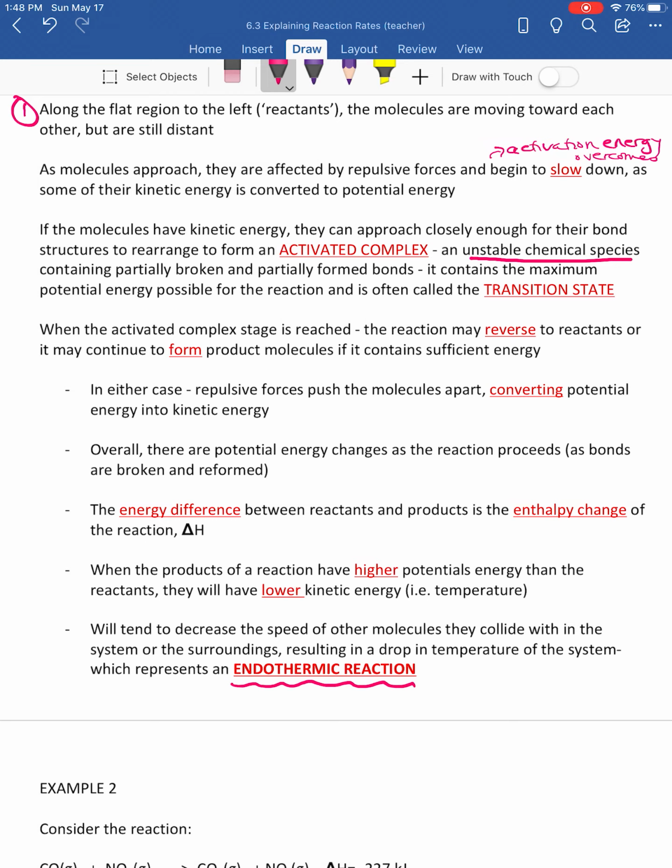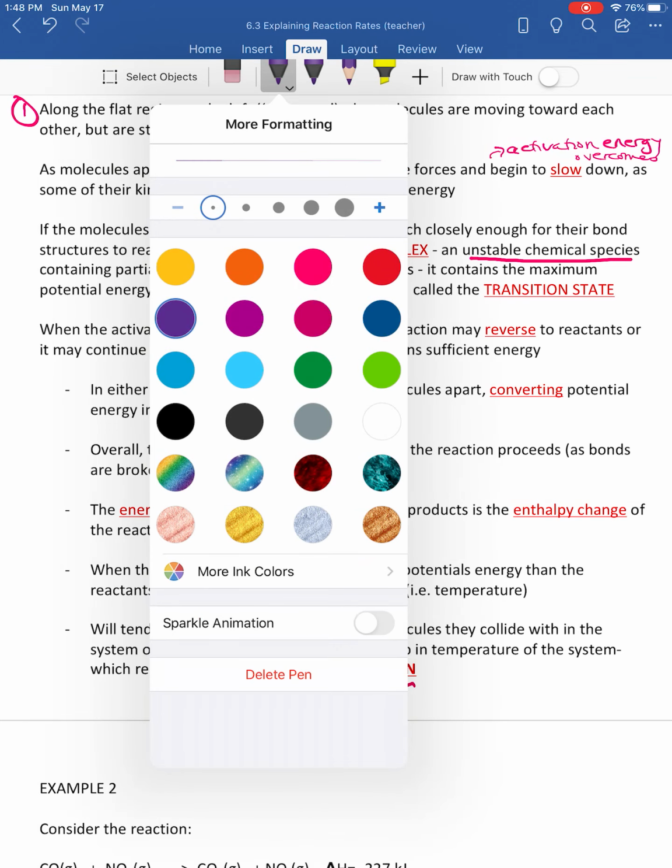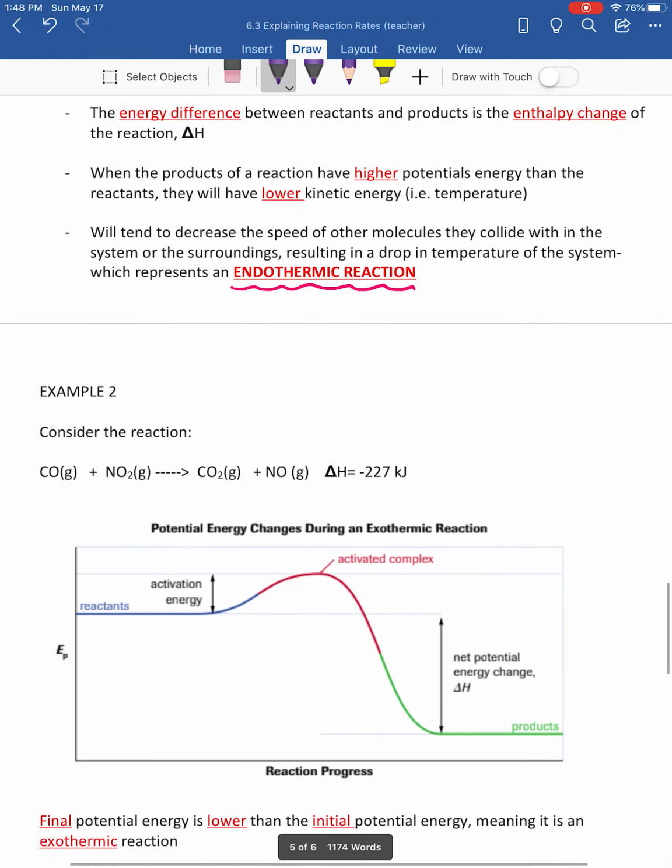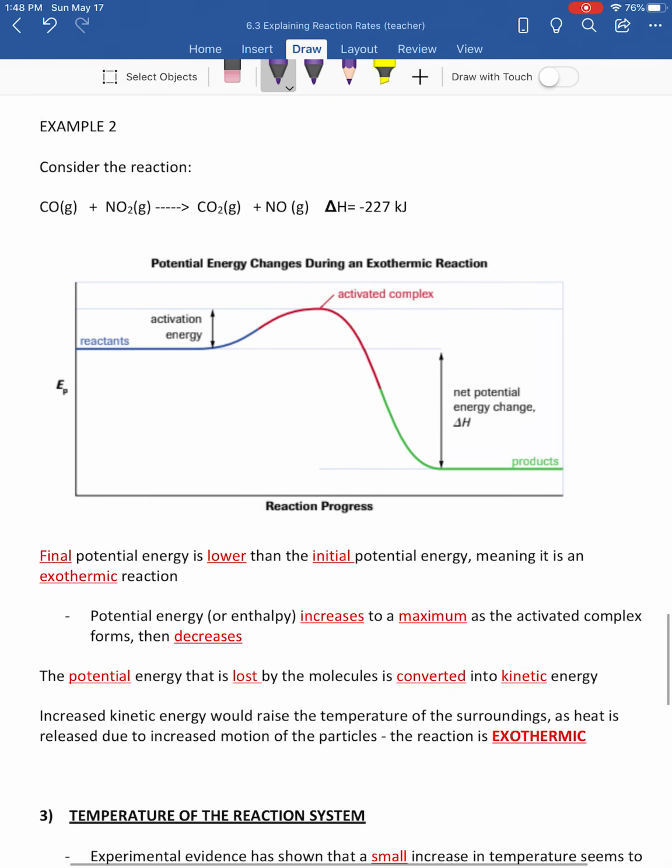Okay, now we're going to do the opposite type of reaction, an exothermic reaction. Okay, and so let's take a look at this one. So here's example 2. So if you take a look, we've got 2 reactants, carbon monoxide and nitrogen dioxide, and we're making 2 new products, so we know a chemical reaction has occurred.